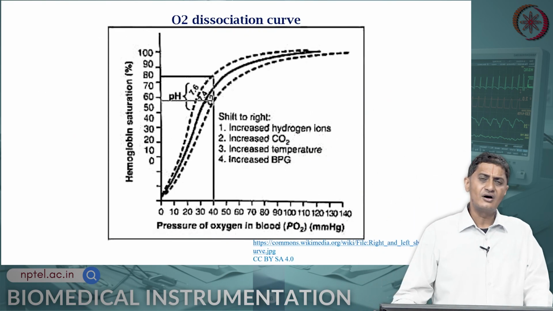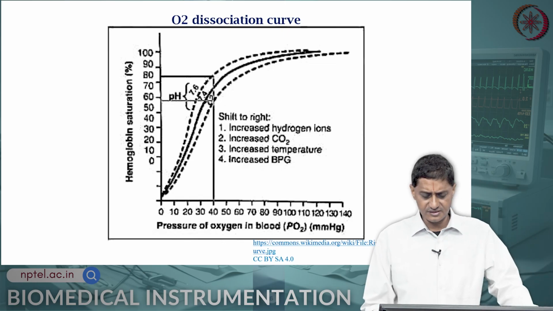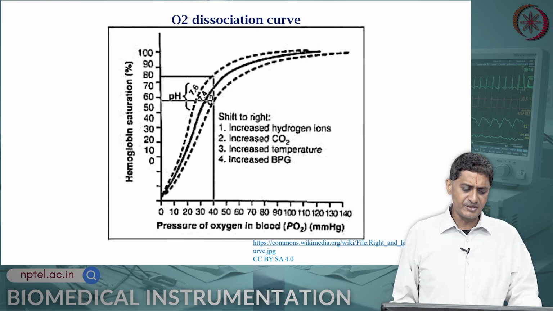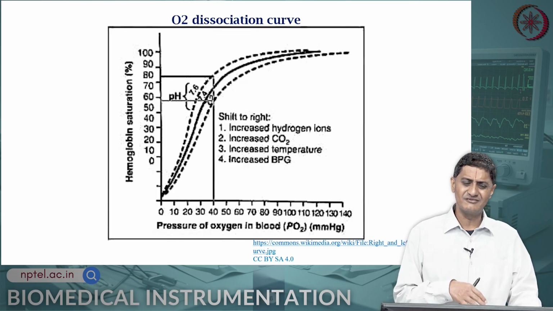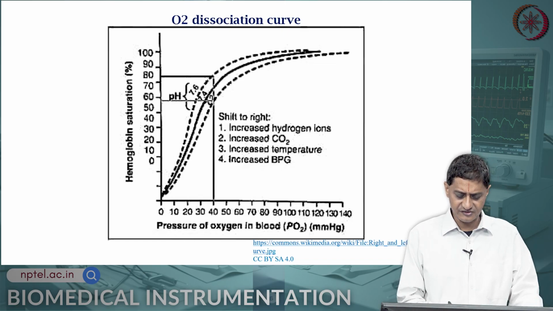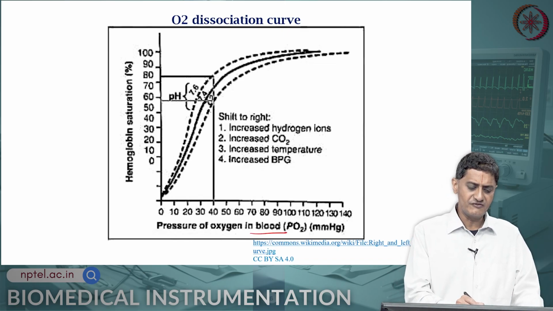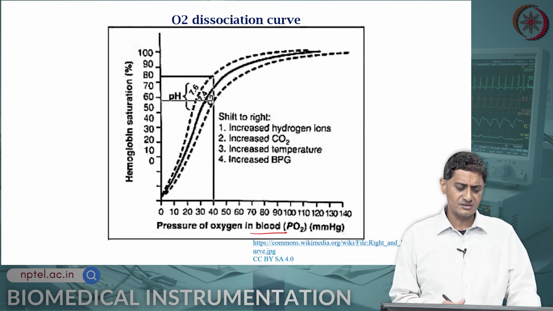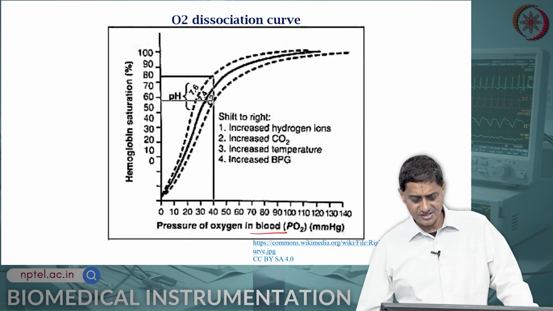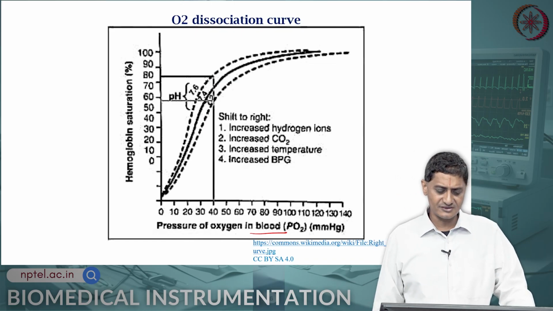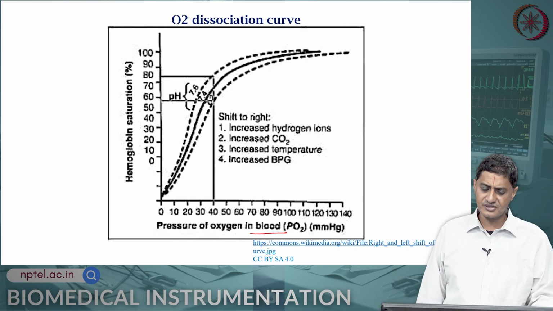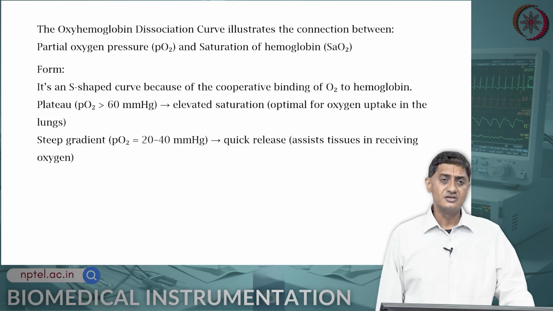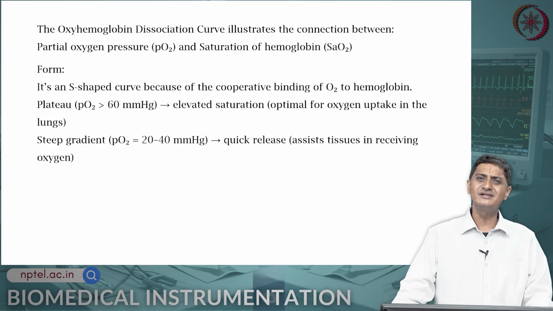This is the oxygen dissociation curve. What does it tell us? At various pH values there is a shift that happens, at various hemoglobin saturation levels. If you shift to the right, that essentially increases the number of hydrogen ions, carbon dioxide, temperature and BPG. That is essentially the oxyhemoglobin dissociation curve.